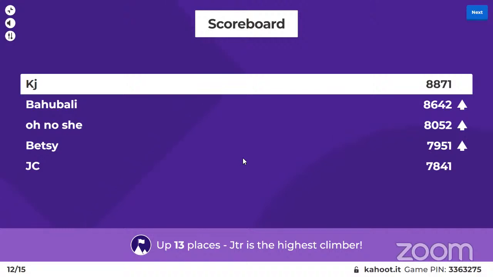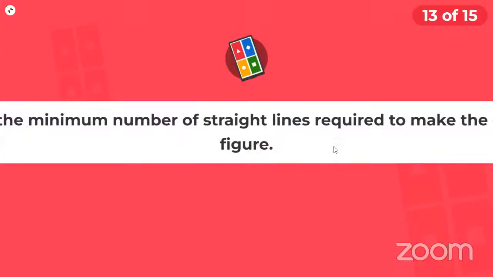Okay then, let's move on to the next question, the 13th question. I think the scores are really close. Let's see, will there be any change after this question? Let's move on to the 13th question. Here is the 13th question for you.